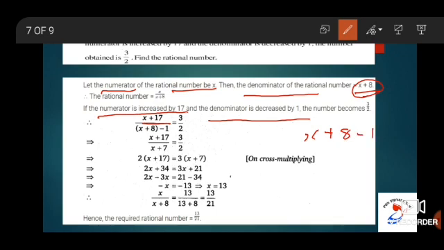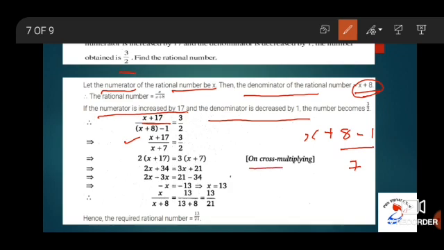So what will be the result now? It is x plus 7, because if I solve plus 8 and minus 1, it gives me the result as 7. So now the fraction, or the rational number, will be x plus 17 by x plus 7 is equal to 3 by 2, because the number obtained is 3 by 2 according to the question. So now the condition is x plus 17 by x plus 7 is equal to 3 by 2.